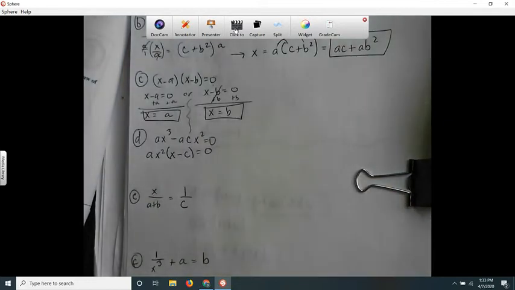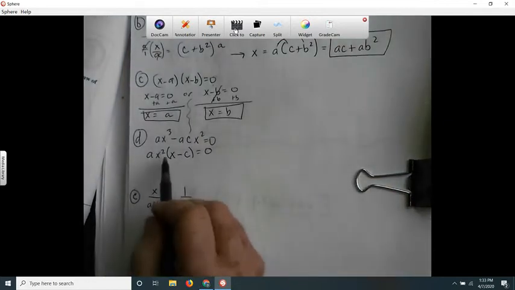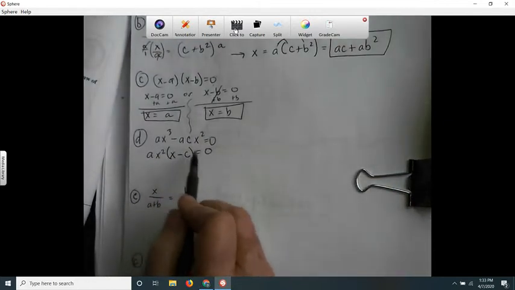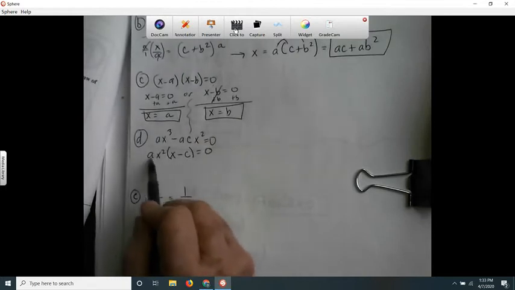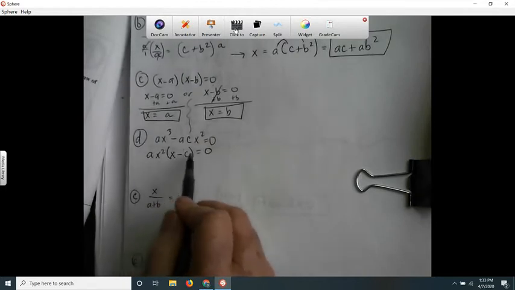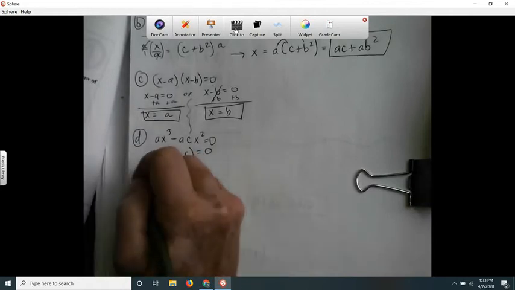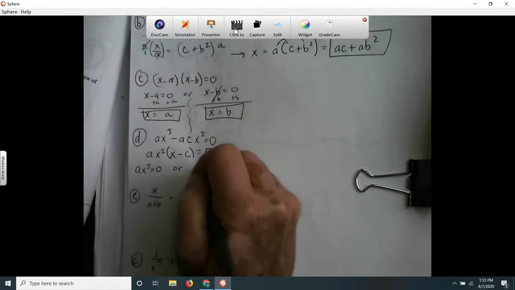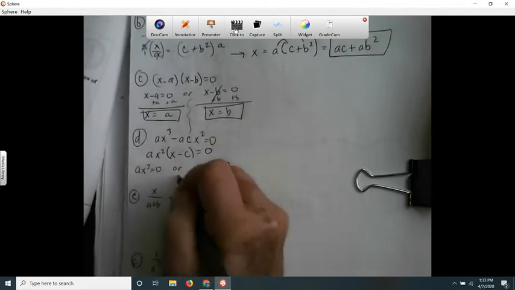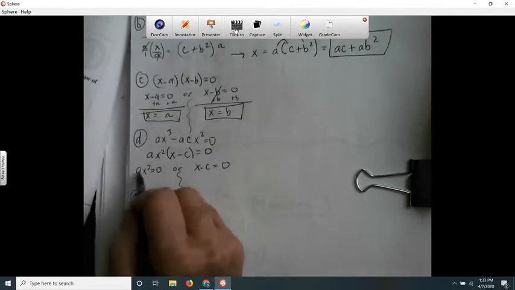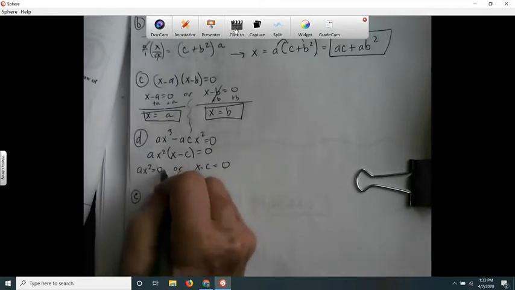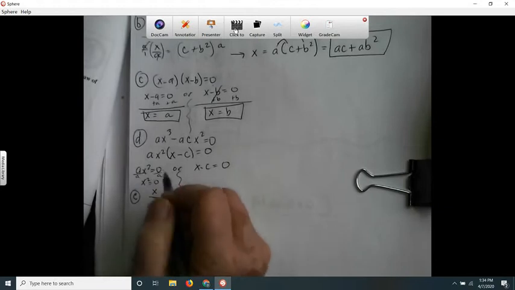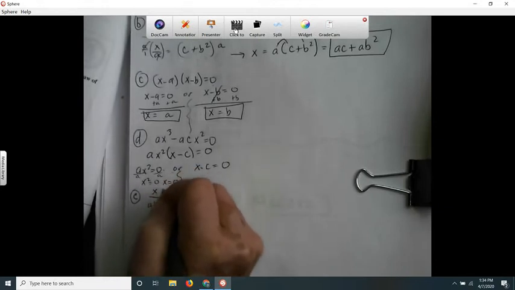Okay, well that'll work. So I'm still going to use the zero product property because I have something times something else equals 0. So either this first factor equals 0 or the second factor equals 0. So ax squared equals 0 or x minus c equals 0. So if I divide both sides by a here, then I have x squared equals 0, so x must equal 0.